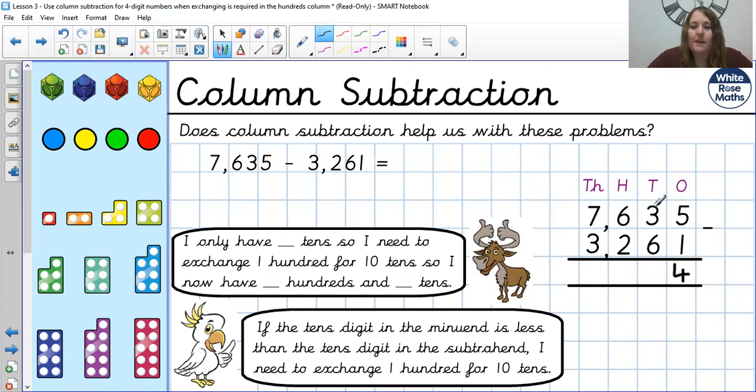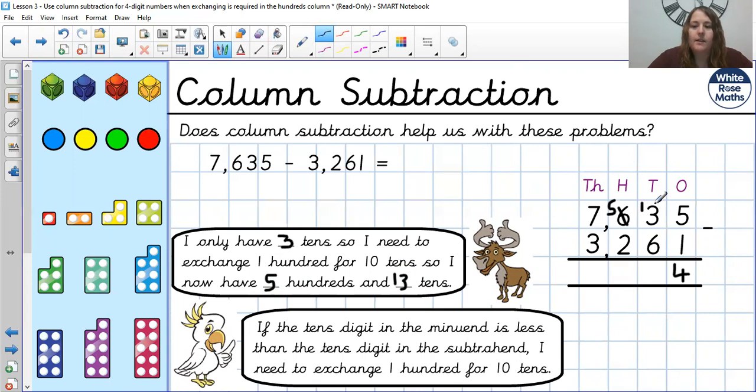In my tens column, again, I've got a 3 take away a 6. So the tens digit in the minuend, which is the top number, take away my 6 in the subtrahend, it is too big. So my 6 is too big for my 3, so I'm going to need to exchange. So I've got 3 tens, but I need 6. So I'm going to be crossing out my hundreds and leaving a 5 this time because it was 600 and now it's only 500 and I need to add 1 there. So I've now got 5 hundreds and 13 tens.